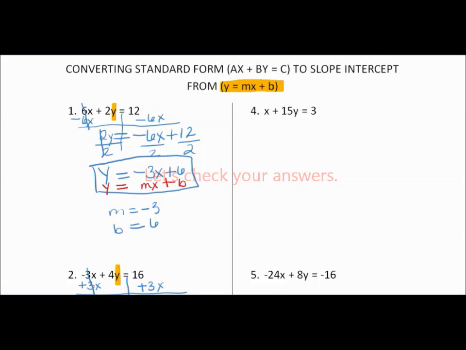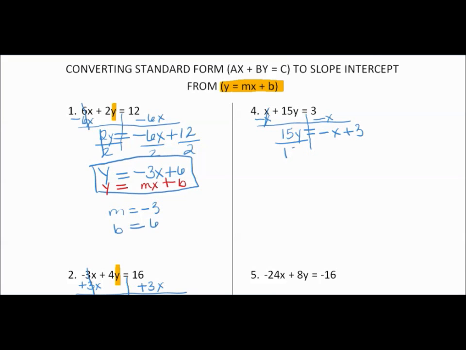We have x plus 15y equals 3. Once again, we're putting everything in slope-intercept form. So you have to get rid of this x. So all I'm going to do is subtract the x. You don't see a number in front. You don't see a coefficient. So it's understood there's a 1 there. So I'll just subtract x from both sides of my equation. I'll bring down what's remaining. That's 15y equals -x plus 3.